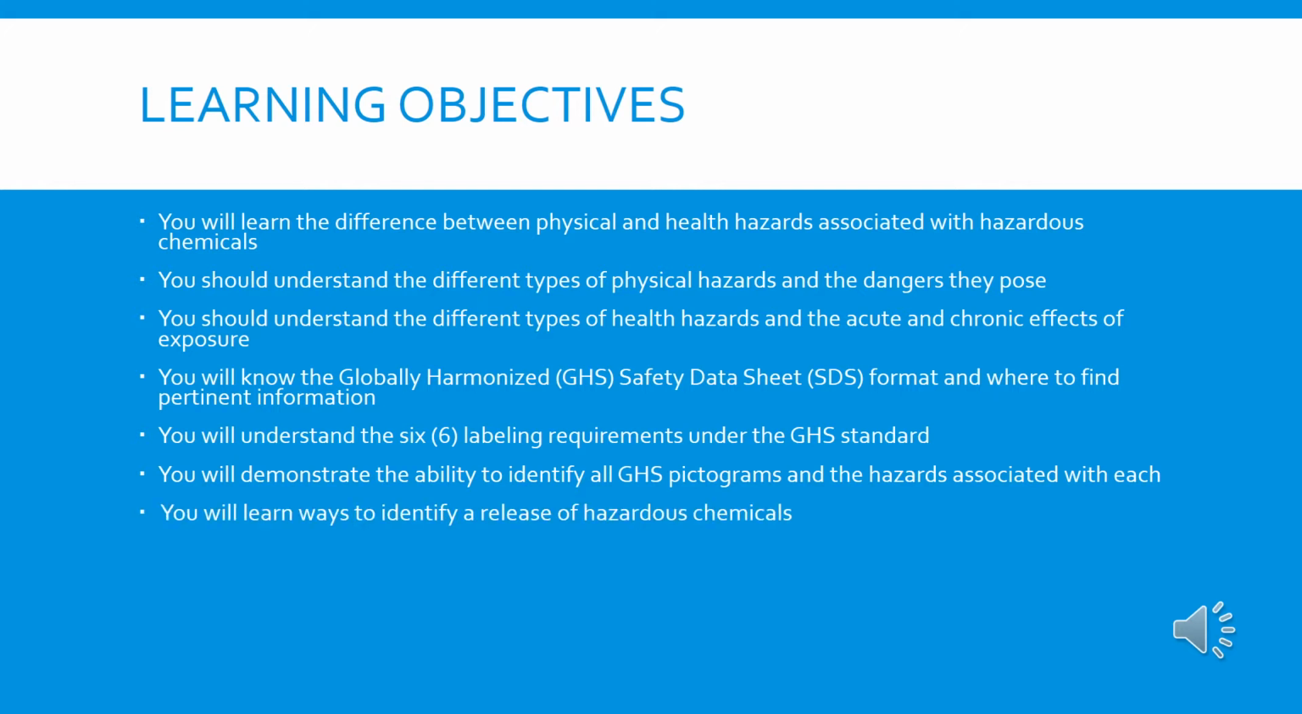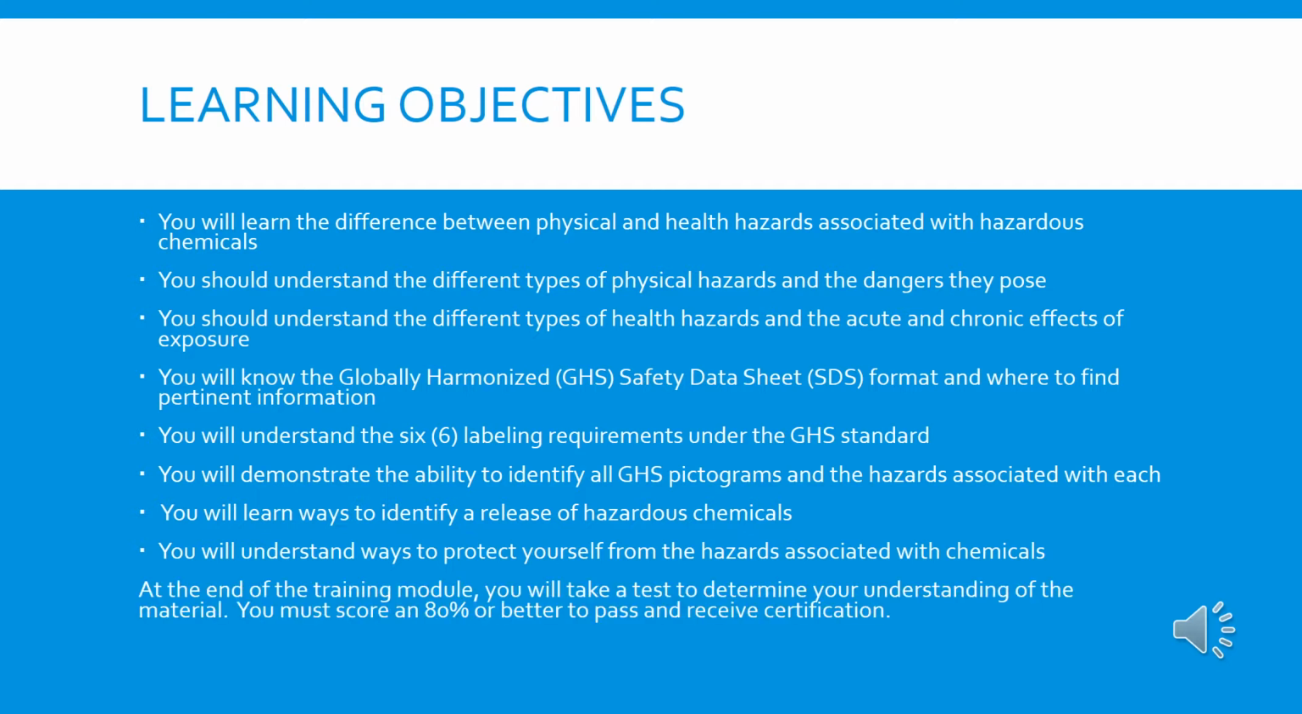You will learn ways to identify a release of hazardous chemicals, and you will understand ways to protect yourself from the hazards associated with chemicals. At the end of the training module, you will take a test to determine your understanding of the material. You must score an 80% or better to pass and receive certification.